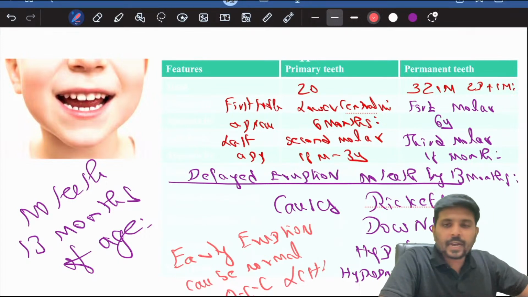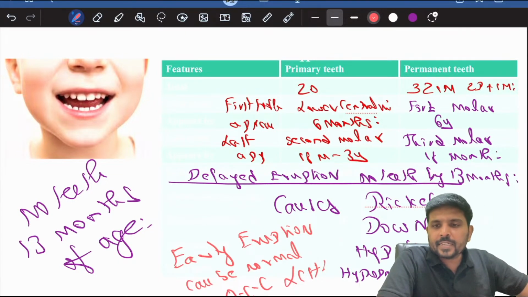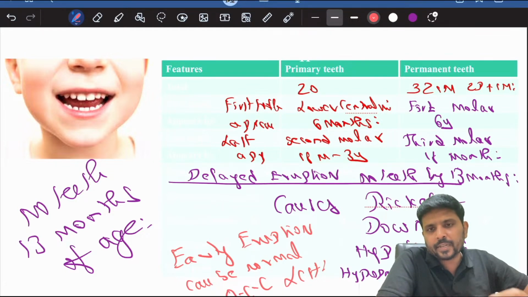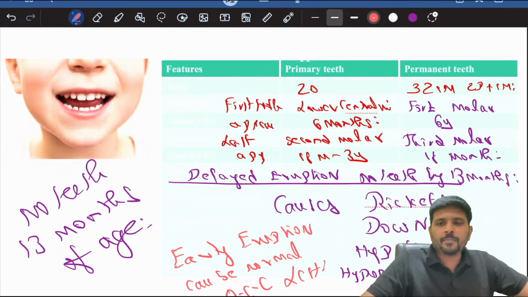So with this, we have completed our basic discussion with respect to your growth parameters: your height, weight, head circumference, chest circumference, teeth, as well as mid upper arm circumference.